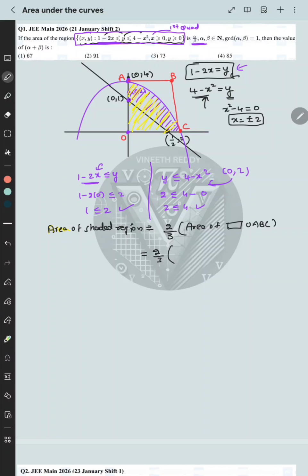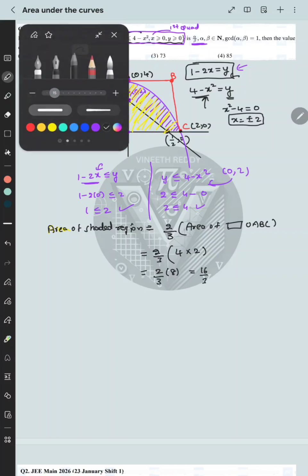What is the base? So this point should be (2, 0) and this point is (0, 4). So the length is 4 and the width is 2 of the rectangle, right? Length is OA and width is OC. So we have 2/3 into 8, so that is 16/3. But is this the answer?